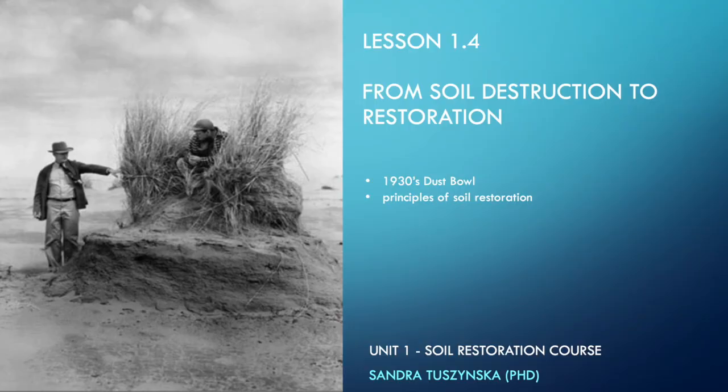So this is it for lesson 1.3, and in the next lesson, the last lesson of unit 1, we'll look at an example of soil destruction and talk about the potential of soil restoration. The example will be on the 1930s Dust Bowl that happened in the US, and it's a very interesting example of how rapidly soil can be destroyed and also the principles of soil restoration and how it was actually achieved to some level during the Dust Bowl. And we're going to go through the principles of how we can achieve that, or what is required in order to begin the soil restoration process.